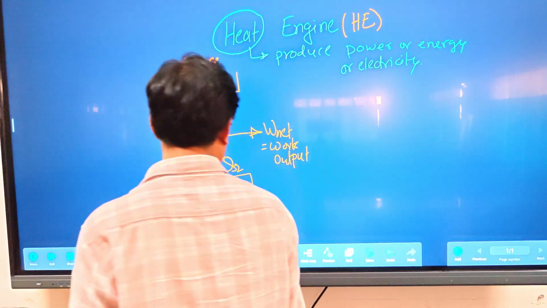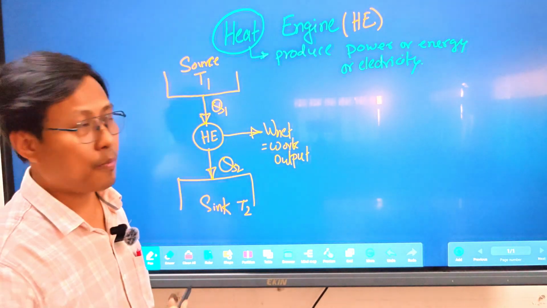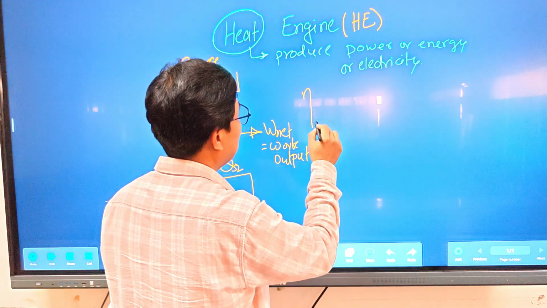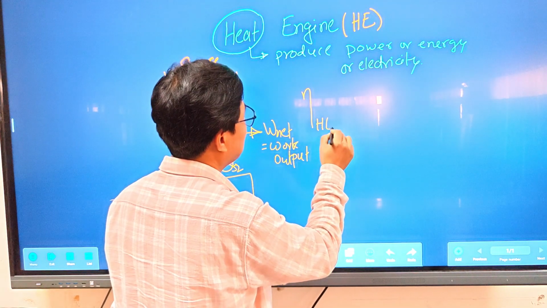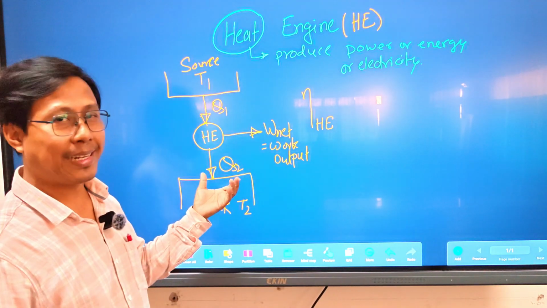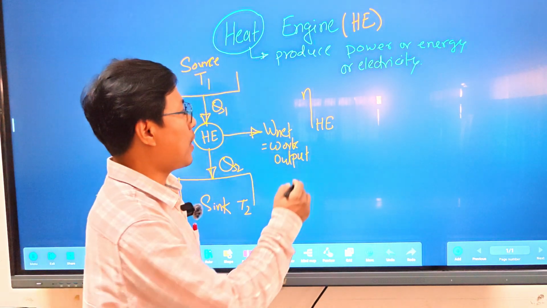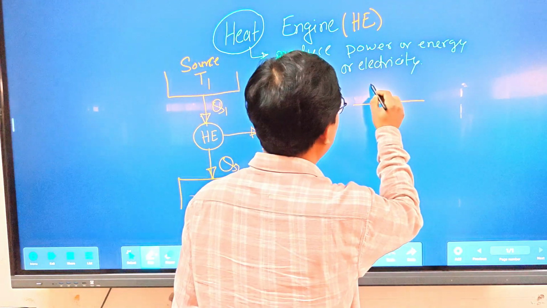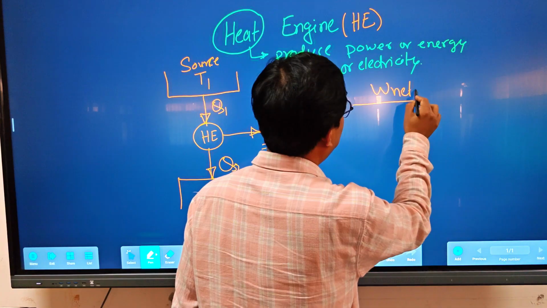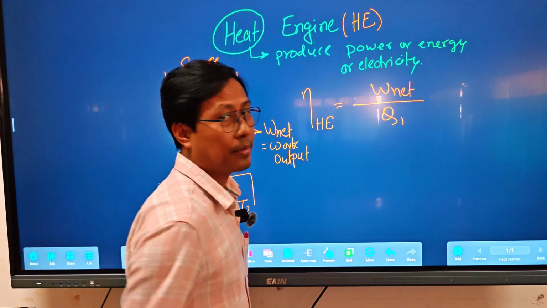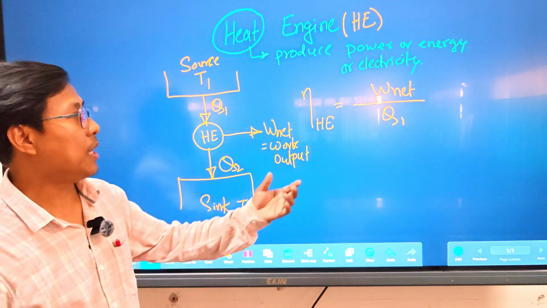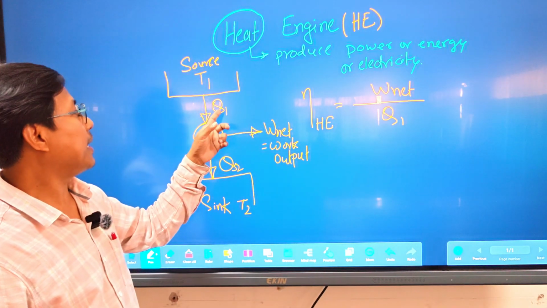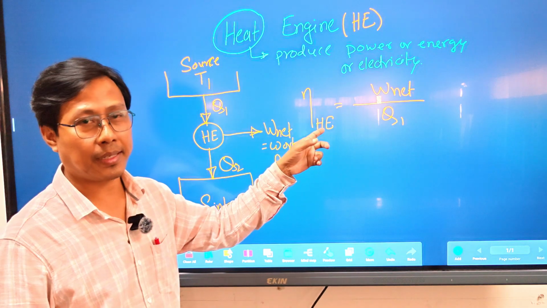Now if we need to find out the performance of this heat engine, we will find out the efficiency of the heat engine. For this heat engine block diagram, the efficiency of the heat engine equals W net by Q1. Clear? So the ratio of work done divided by the heat input will give the efficiency.